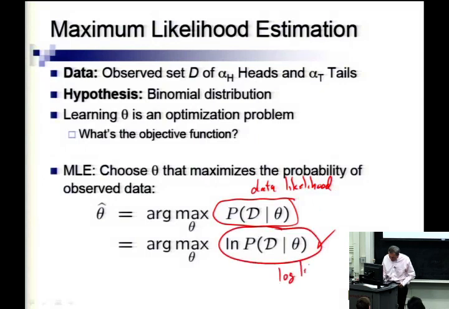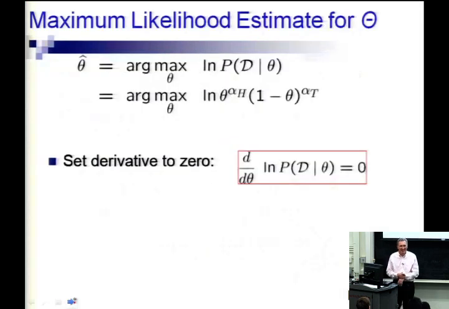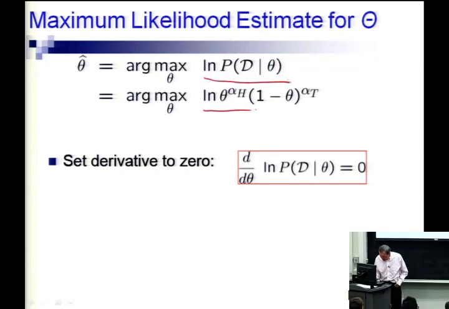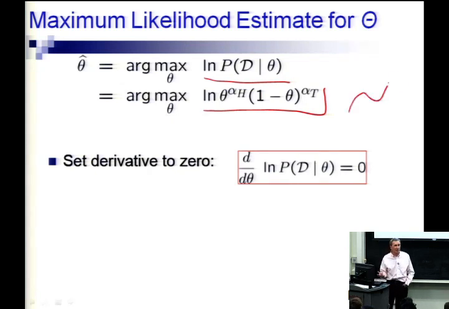And this is often called the log likelihood, for obvious reasons. Okay. So to maximize this thing, if we decide we want to maximize the log of it, then that's just the log of the probability of the data of seeing alpha h heads and alpha t tails. The obvious way to maximize that is to take its derivative and set it to 0.